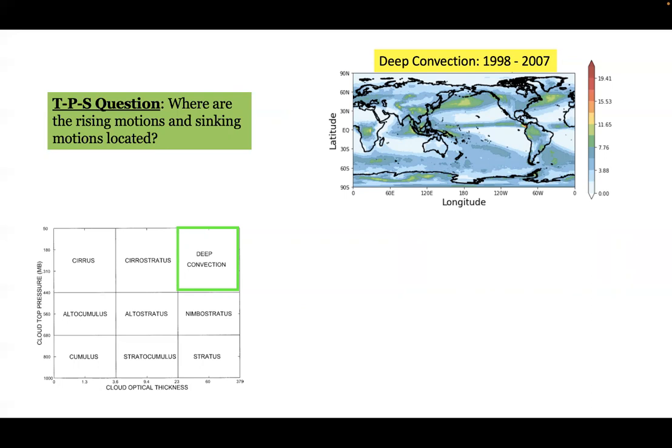Where do you think the rising motion in the atmosphere is located? Where do you think the sinking motion is located? Do you see any general pattern? Can you generalize this to say something about the circulation of the atmosphere just based on deep convection? Because deep convection is so deep, it's representative of the motion of the whole column of the troposphere.